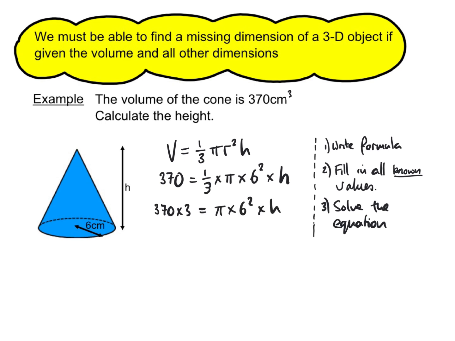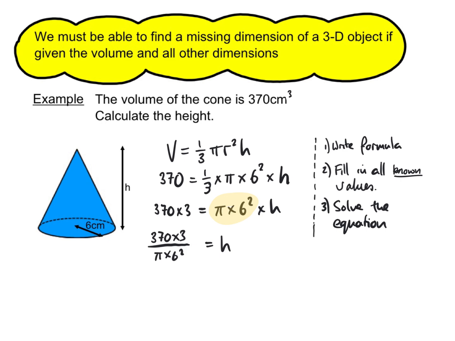Now, the idea of solving the equation, remember, is to get the h completely on its own. The thing that's preventing that from happening at the moment is the fact that it's been multiplied by all of this part here. So what I'm going to do is divide both sides of the equation by what I've highlighted in yellow there. So if I divide the left-hand side by that, it becomes 370 times 3, all divided by pi times 6 squared. And when I divide the right-hand side by this bit I've highlighted, it simply cancels out the bit I've highlighted, leaving just the h. So the h goes in there. All I then need to do is put that into my calculator.